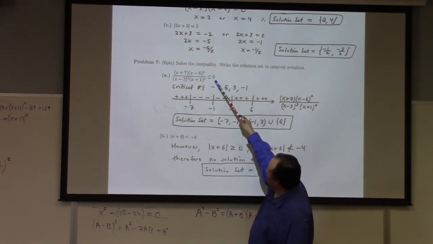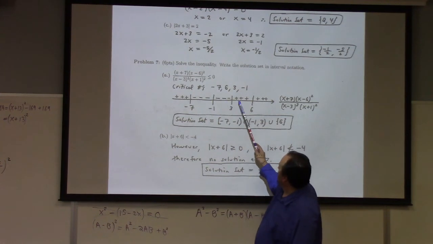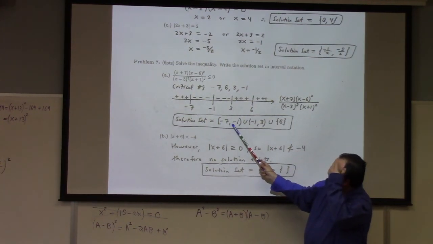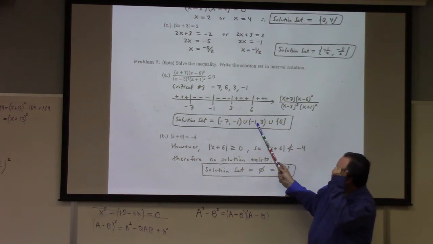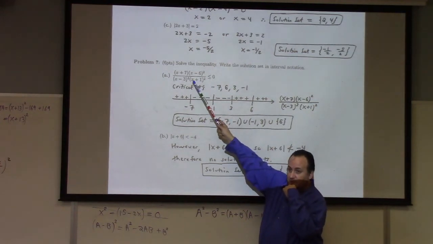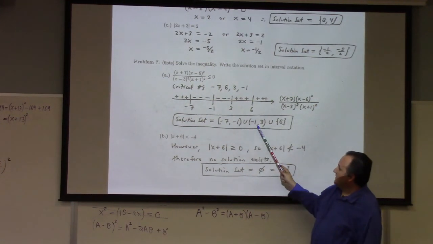I'm solving less than or equal to 0, so I look for the minuses, right? And so I've got -7 to -1, union -1 to 3. Why don't I include -1? Because denominator, division by 0. I can't include -1, right? So I got to omit the -1.